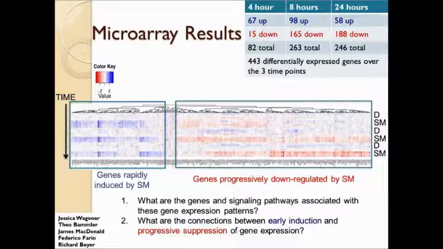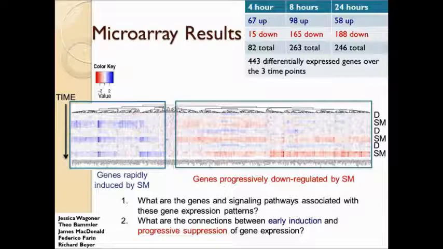The results are shown here. At the top, over 4, 8, and 24 hours, we saw a few genes, less than 100, that were up. If you look at these heat maps, you can see genes that immediately came on at 4 hours and stayed on for the duration of the experiment, which was 4, 8, and 24 hours. On the other hand, there was a progressive increase in genes that were downregulated with silymarin treatment. In the red are the genes that are downregulated.